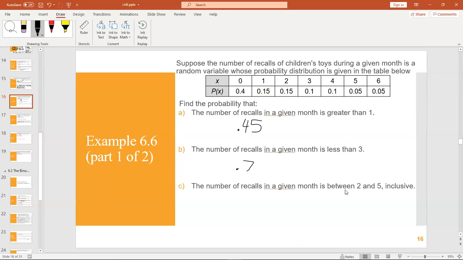The number of recalls is between 2 and 5 inclusive. You notice it says inclusive, so we're going to include 2 and 5. So here's 2, 3, 4, and we include 5. Add those all up: 15 and 5 is 20, 10 and 10 is also 20. That's a grand total of 40. There's a 40% chance that the number of recalls will be between 2 and 5 inclusive.